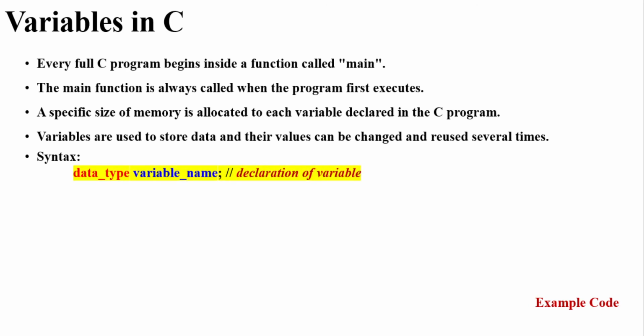For example, to declare any data, first we have to declare the data type, and then we have to declare its variable name. This is called declaration of a variable. For example, int count. Here int is the data type and count is the name of the variable. Similarly, there can be many other data types, like char, with a variable name such as name.